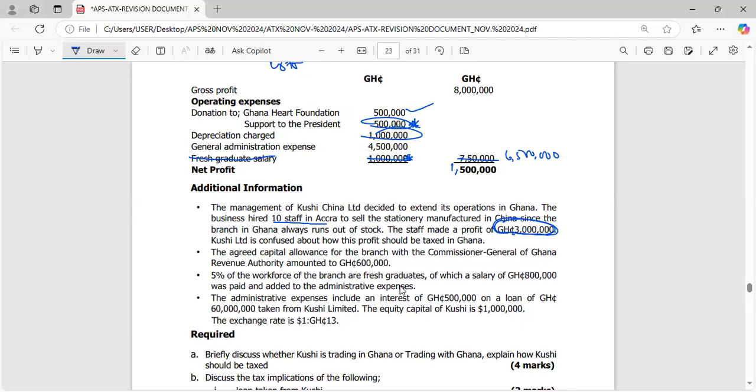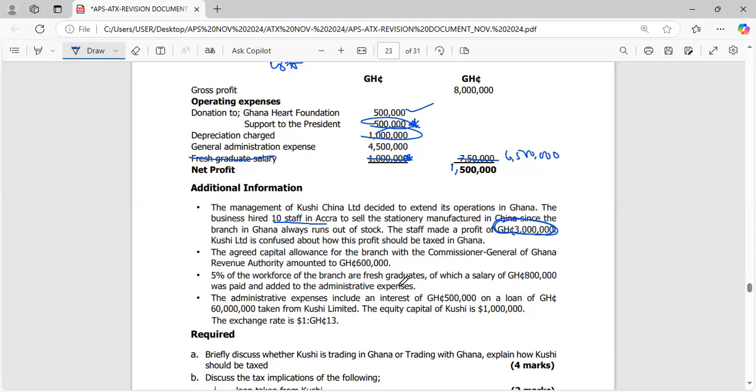The company hired 10 staff. The branch in Kumasi always ran out of stock, so the company was being smart. They hired 10 staff in Accra, Ghana, to sell the products, the car tires. And at the end of 2023, they made a profit of 3 million Ghana cedis.